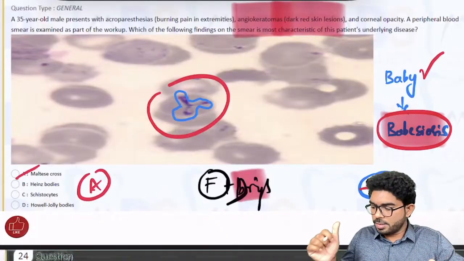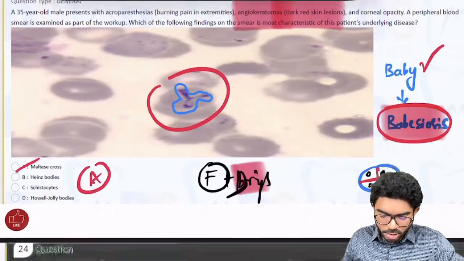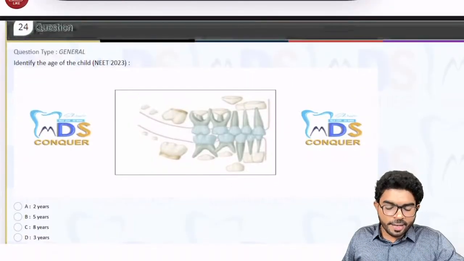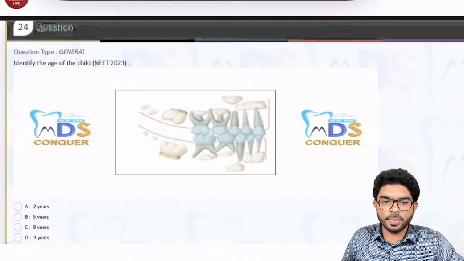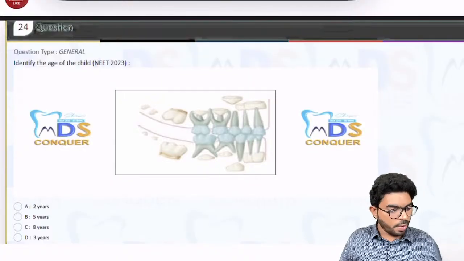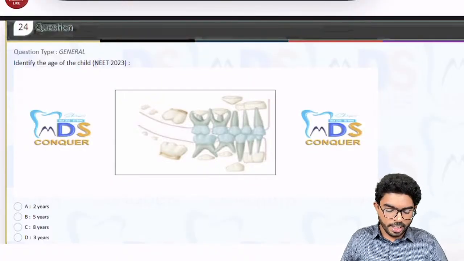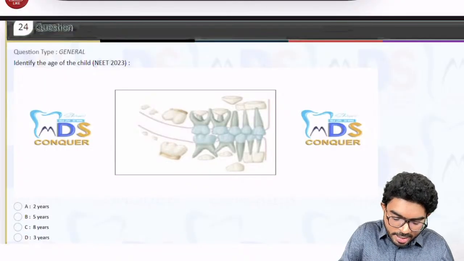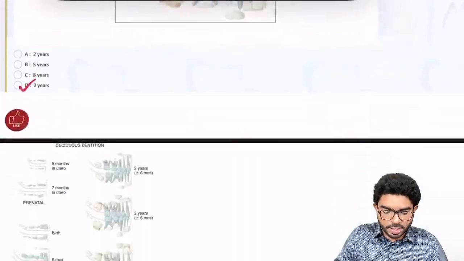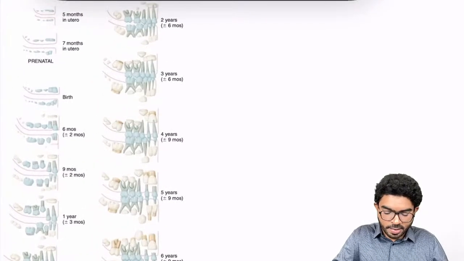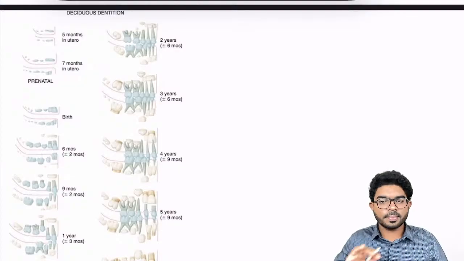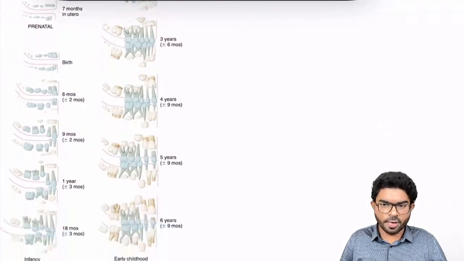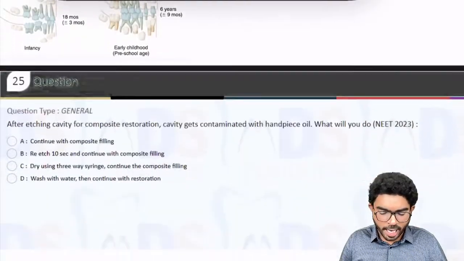Okay, guys, clear? So please, that is a very, very important thing I want you to make a note. Next, identify the age of the child. Again, the same question was given in NEET 2023. Okay, so I don't want to drag the things. Here the answer is 3 years, and it is straightforward given in your notes. Nicely given, right? All your deciduous teeth, mixed dentation, permanent teeth, and everything are given in your worksheet. So please go back and do check it.